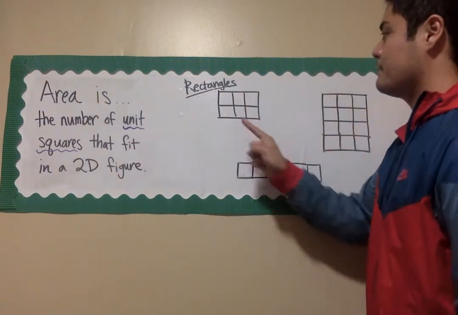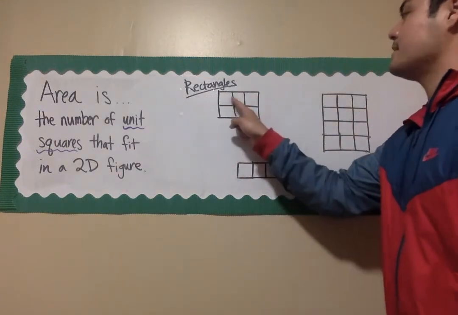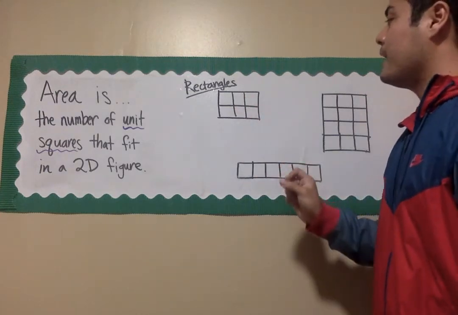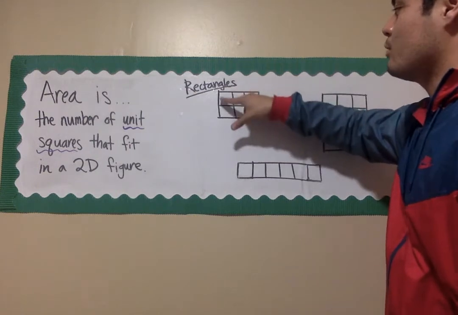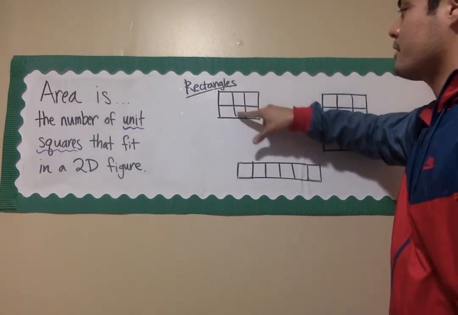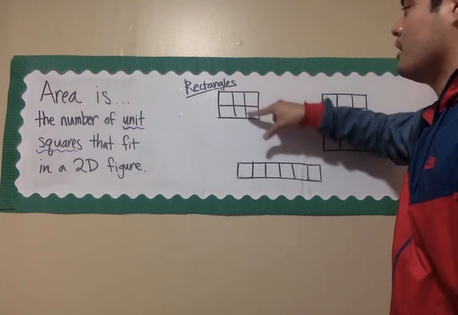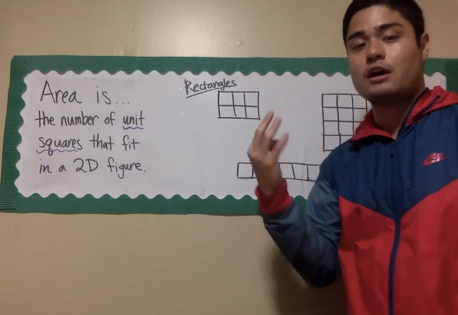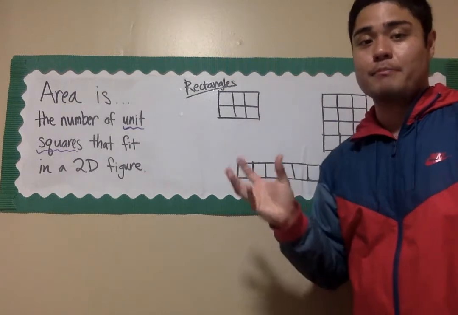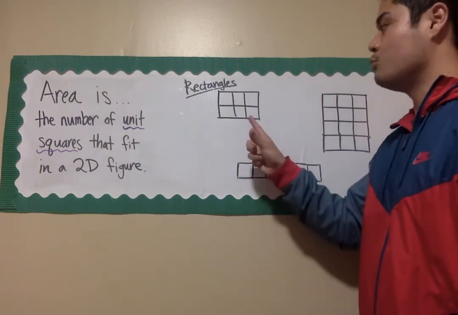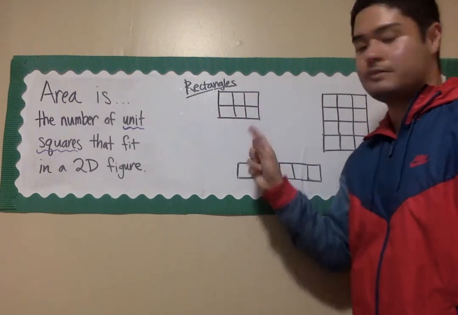I'll look at this first example again, my first rectangle. It has 6 unit squares, and I also notice that I can group them up in columns. So I have one column, a group of 2, another column that's a group of 2, another column that's a group of 2. I have 3 columns of 2. So in other words, I can use my multiplication operation to find the area of a rectangle.